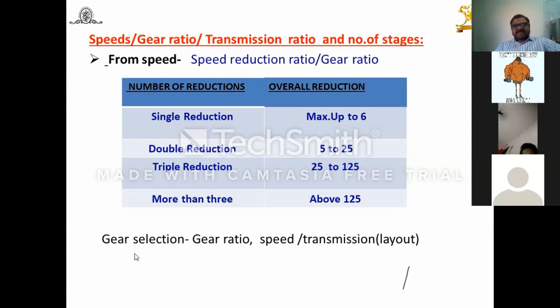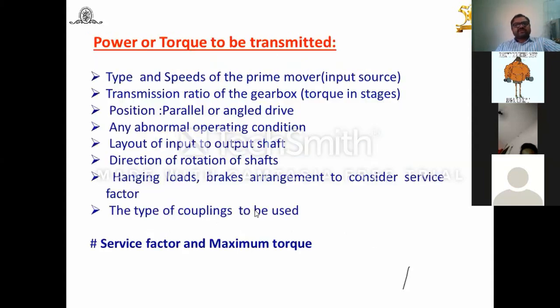That means gear selection depends on the gear ratio. Then the second one is the speed and transmission ratio. Once you know the transmission ratio, then the speed reduction in each stage and the number of stages, you can decide from this by taking into account which type of gear you are going to use.